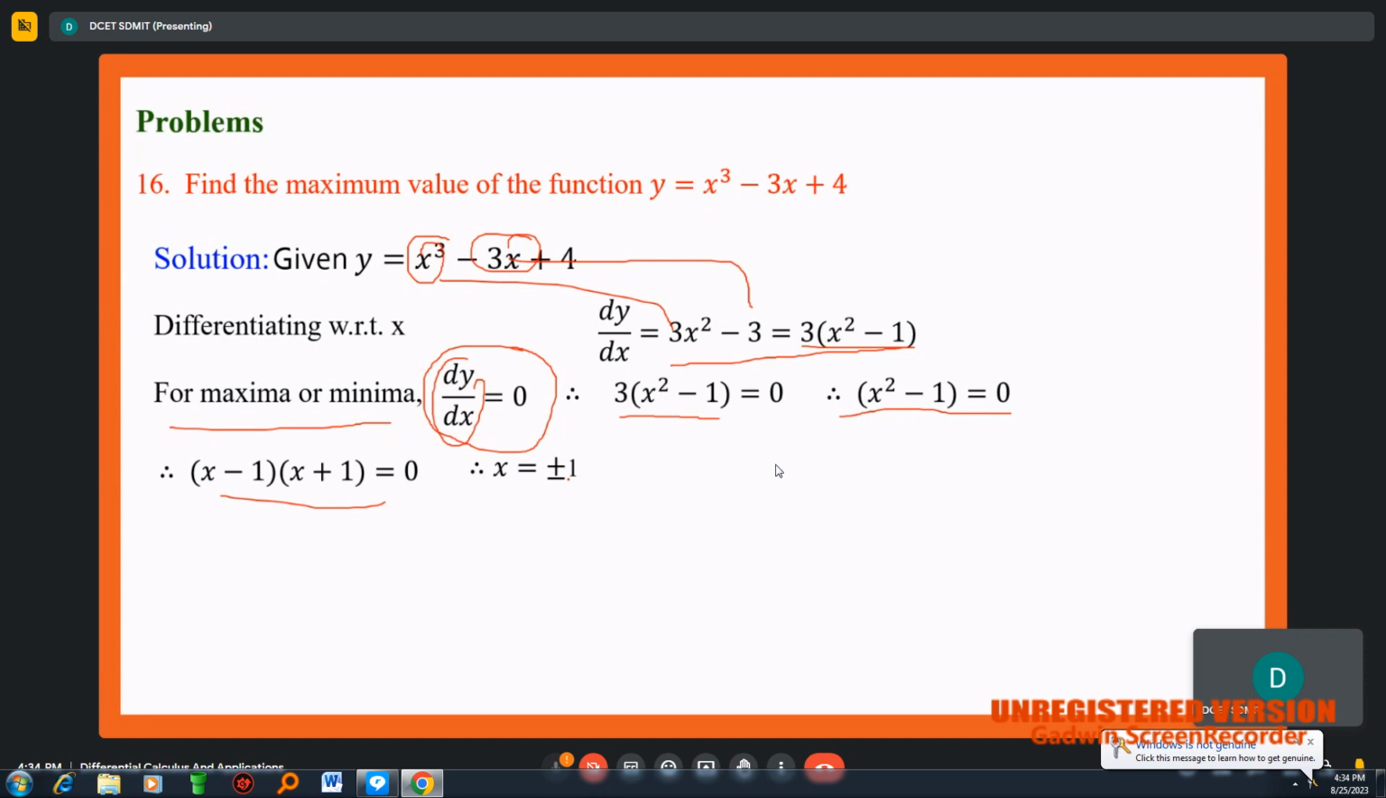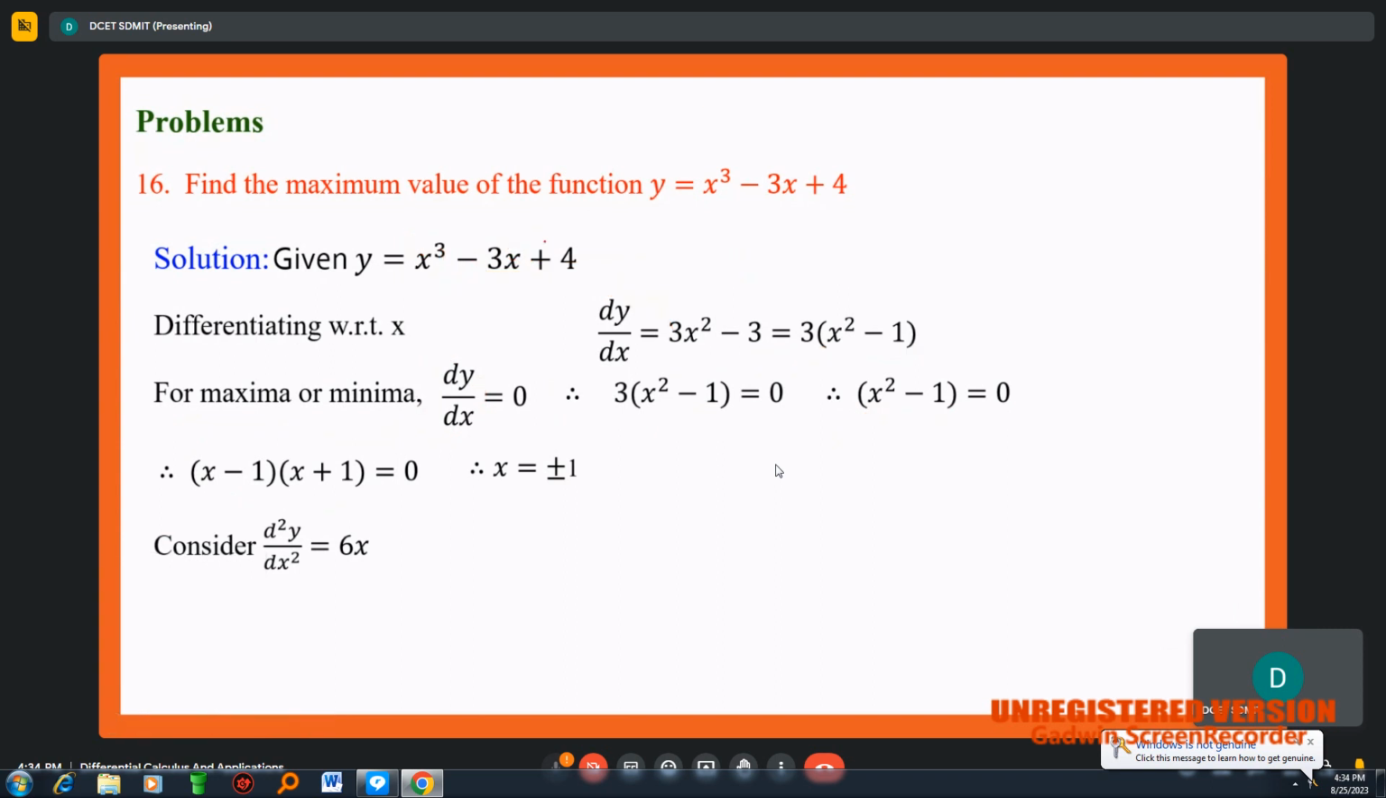After that, we have to check by substituting again. We have to find the second order derivative, that is, the differentiation of dy by dx with respect to x, which is d square y by dx square. The differentiation of 3x square minus 3: differentiation of 3x square is 6x, minus differentiation of 3 which is 0. So d square y by dx square is equal to 6x.